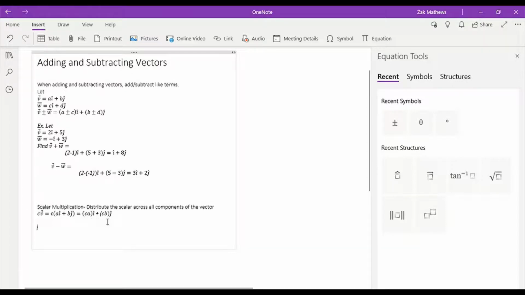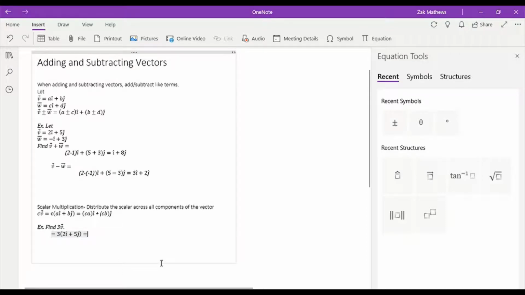So c a hat, c times a times my i hat plus cb times the j hat. So let's take an example. Let's find 3 times vector v. So what that means is I might be taking my 3 and multiplying it to vector v. Let me put this down, 3 times my vector.